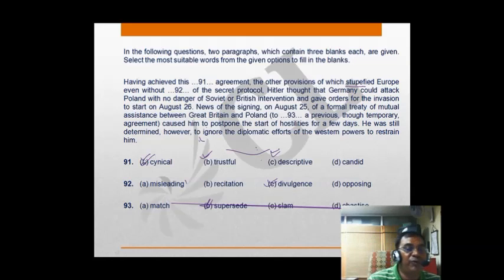So I think I'm going for cynical, then divergence, then supersede. I think I'm correct because I've seen here and there, and you can understand this, having achieved this, because which is stupefied earlier I had not. The cynical agreement, because the stupefied, trustful, descriptive, candid, nobody will be stupefied. So cynical, then divergence, and then supersede, because the earlier thing is very clear.